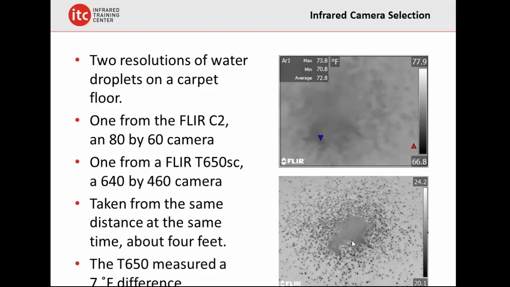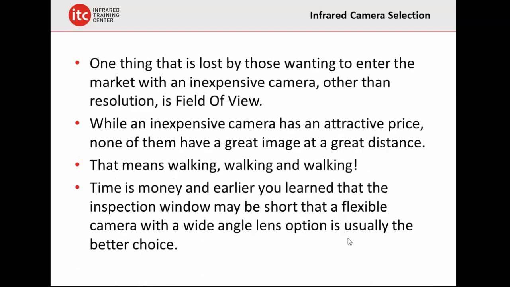Okay. But that's just one issue. The other issue with an inexpensive camera is field of view. My preference would be to have a camera that is flexible, where you could put a 45-degree lens on it. If you have a very narrow field of view lens, like a 13-degree lens, boy, you're going to be doing a lot of walking, because you're going to be taking a lot of images. Your field of view is going to be very, very narrow.